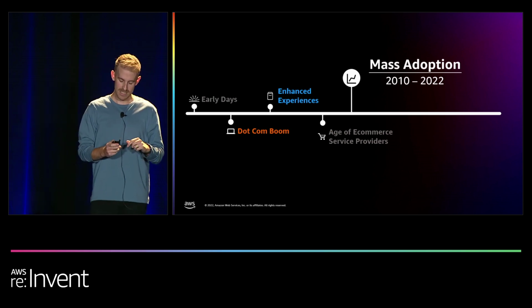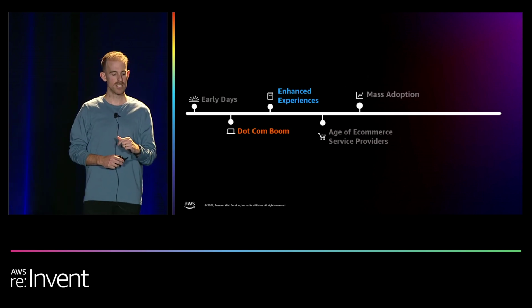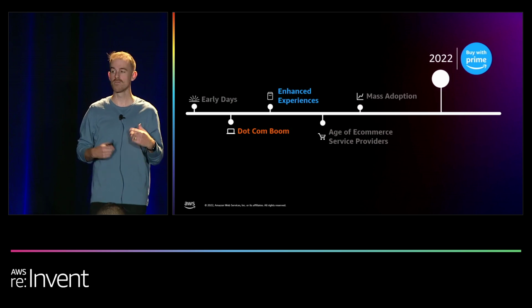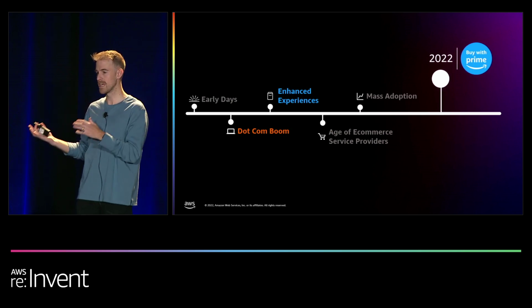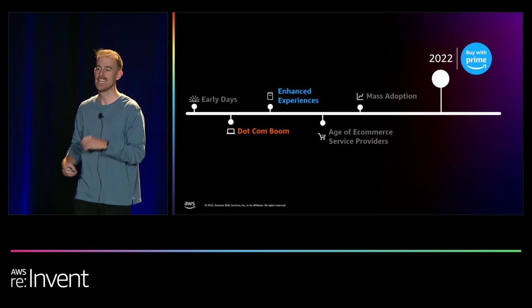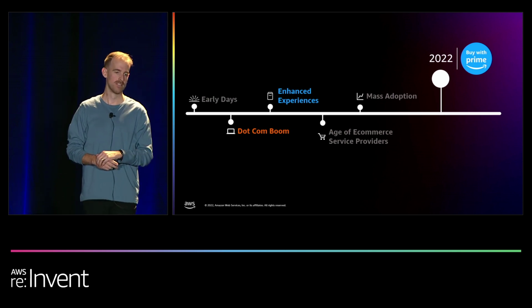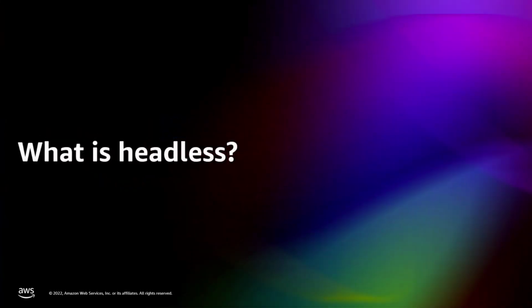So that leads us to this year. Earlier this year, Amazon launched Buy with Prime in April of 2022, and we're really excited to talk to you about what that offering is today, and also what it's going to offer in the future. Before we can introduce you to Buy with Prime, we need to address what is headless, as that's going to set the stage for what Buy with Prime really is.